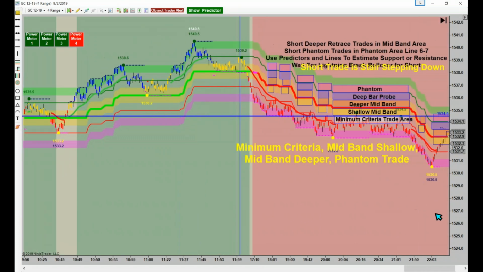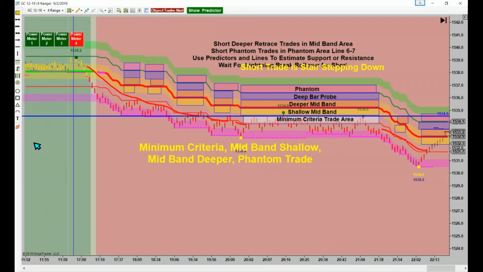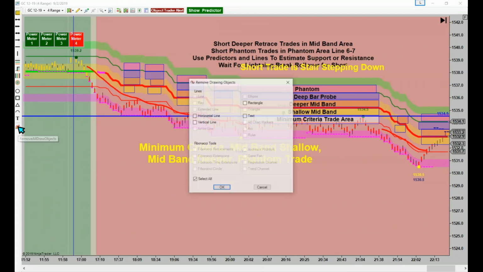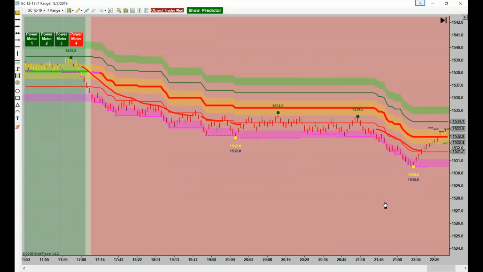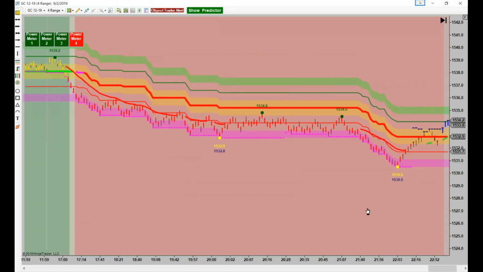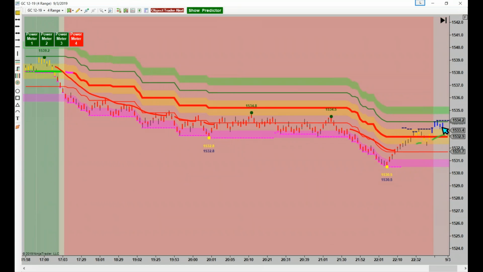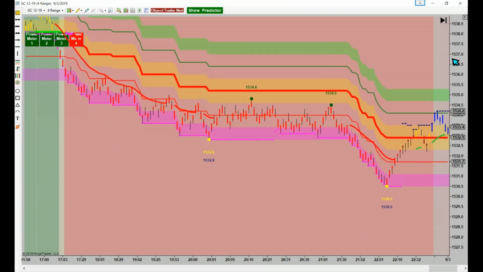Now, let me ask you a question. If you were trading this, let's get rid of all this stuff on it. We don't really need it anymore. If you were trading this and you saw this happen in real time, all right, you had a little phantom trade, see there? Now, what if you took that at line 6 and only took the coin at the midband? Well, you just scalped a trade, but you've got to be willing to take it.